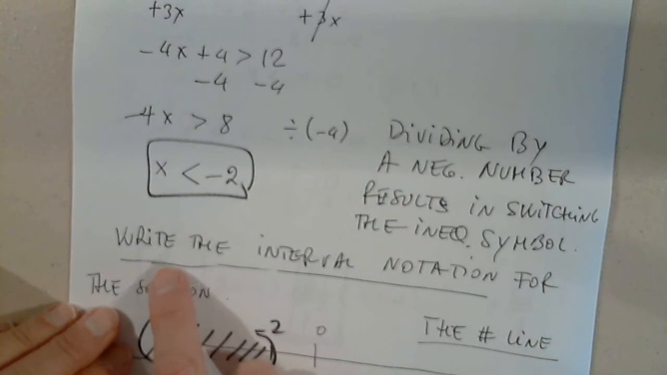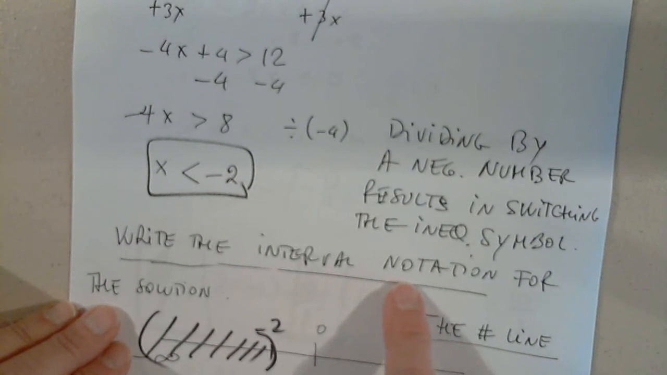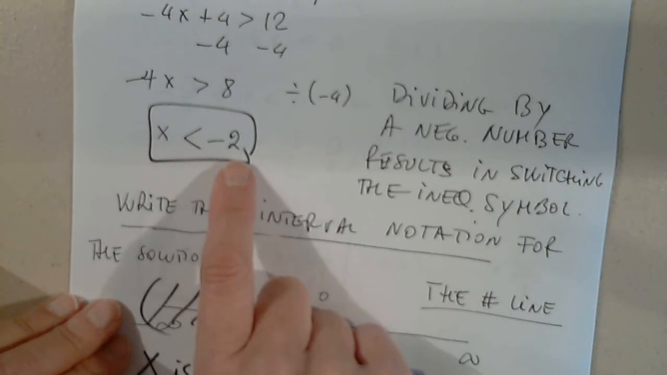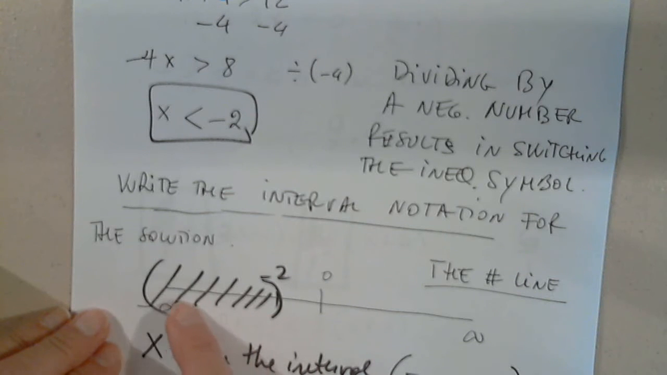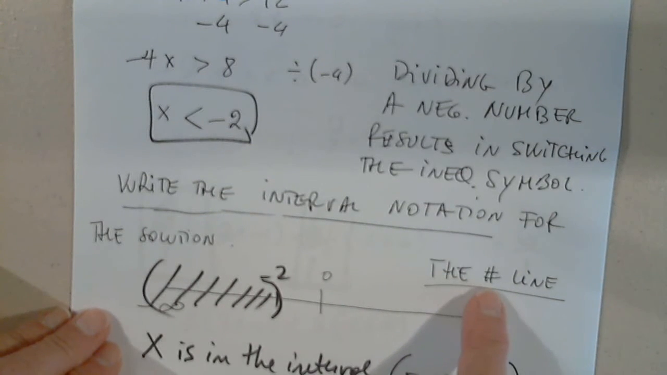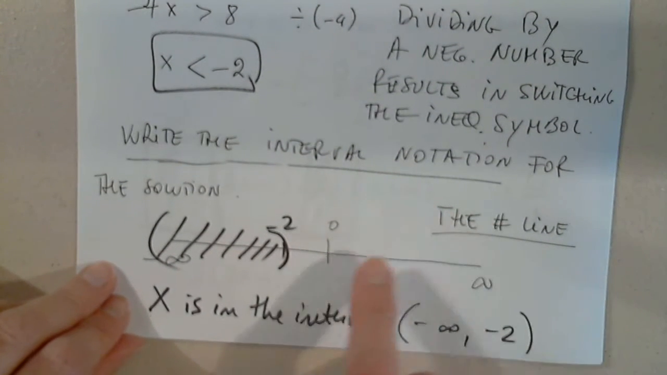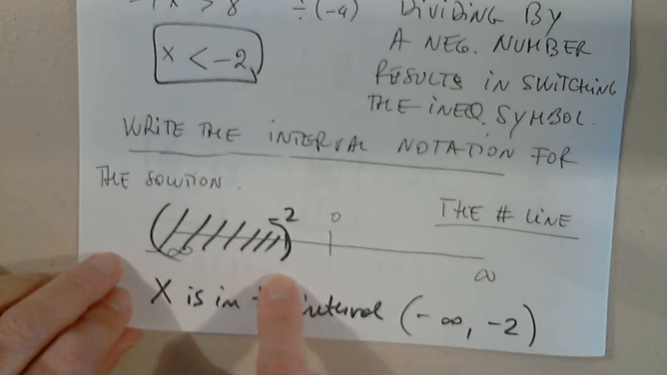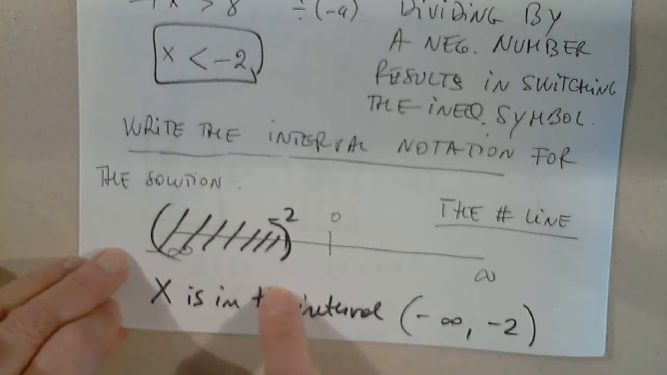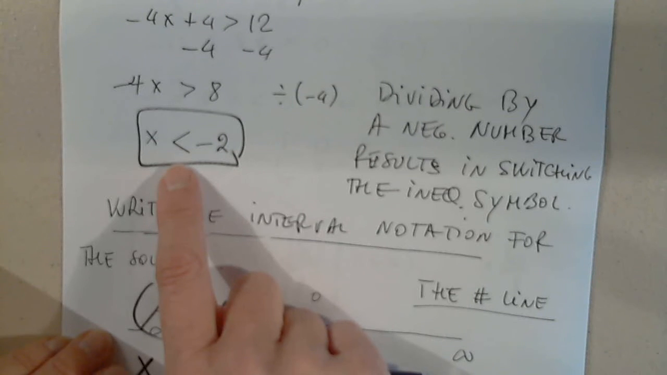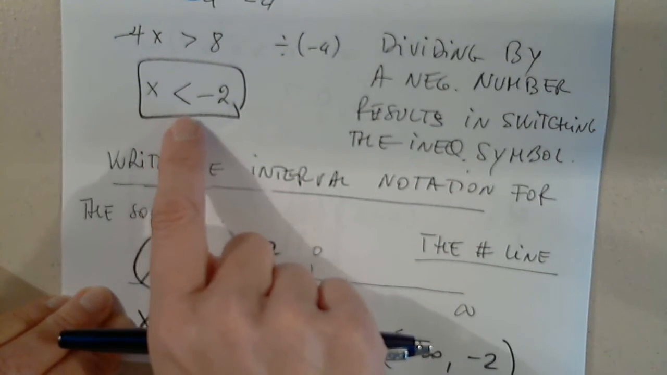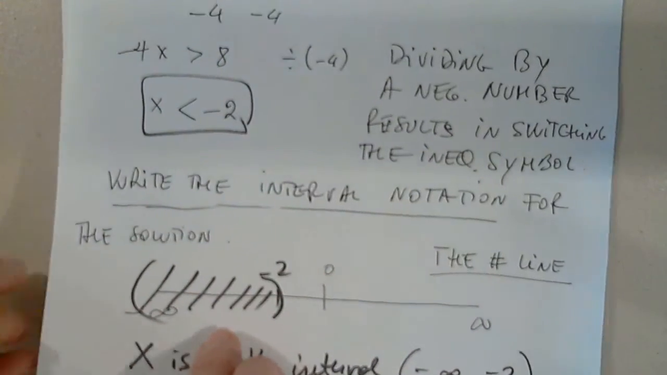Now we like to write, and it's useful to write, the interval notation for the solution. So x less than negative 2, they're all numbers to the left-hand side of negative 2. And this is the number line, or the real line. Therefore, the interval is between negative infinity and negative 2. A parenthesis is used when there is no equal symbol in the inequality symbol, and a bracket will be used if there were an equal symbol there.